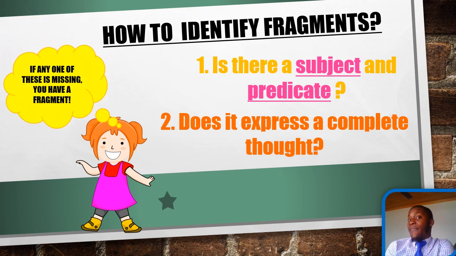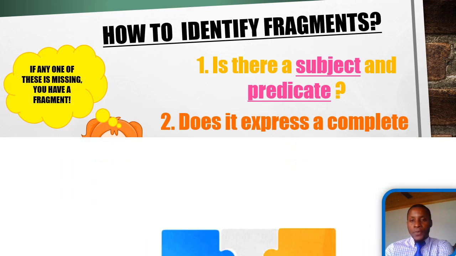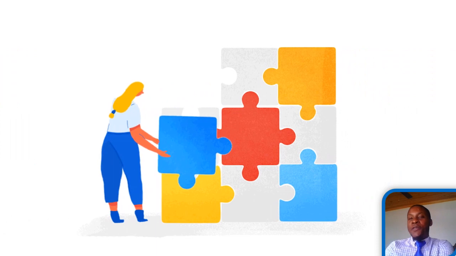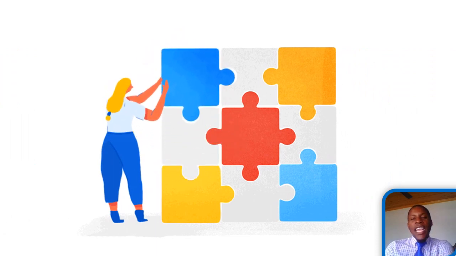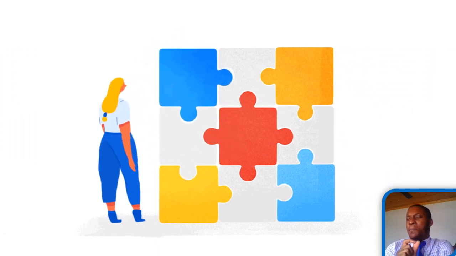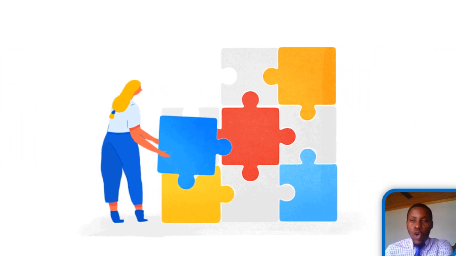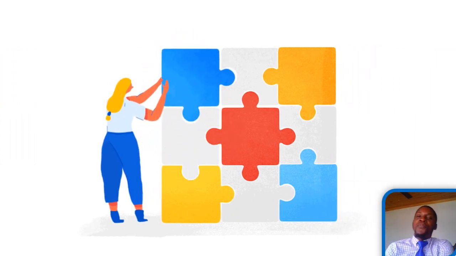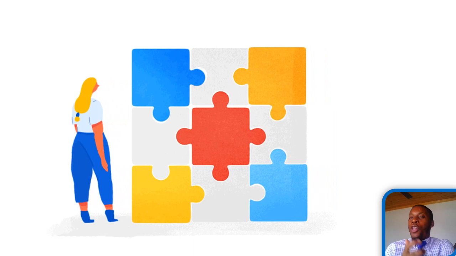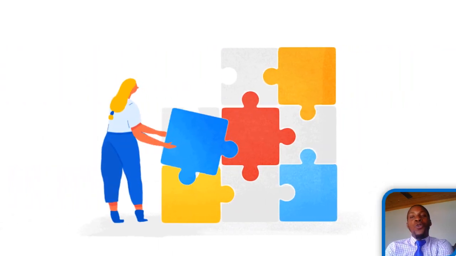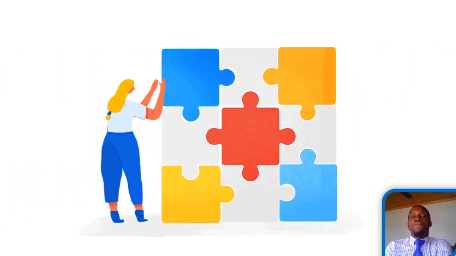So how do we know if we have a fragment? How do we identify a fragment? A fragment results when one of these 3 things are missing. There may be a missing subject, missing predicate, or it may not express a complete thought. Don't leave your readers feeling as though there's this missing piece of the puzzle that has somehow gotten away from them. Where has it gone? Make sure that you have all 3 components together so you do not have a fragment.